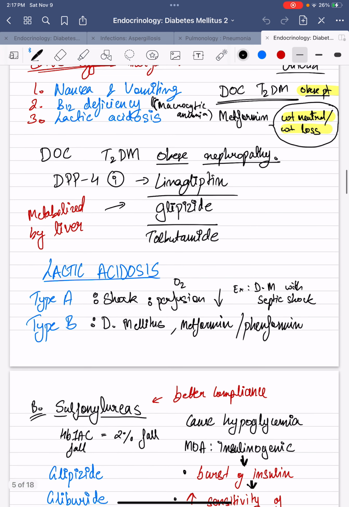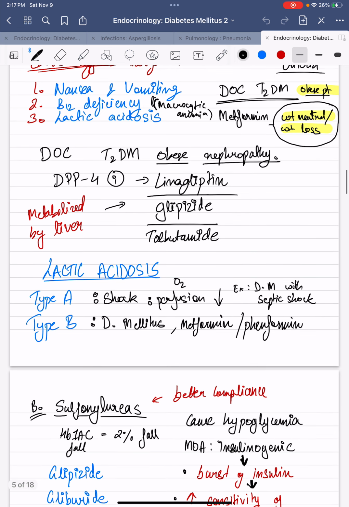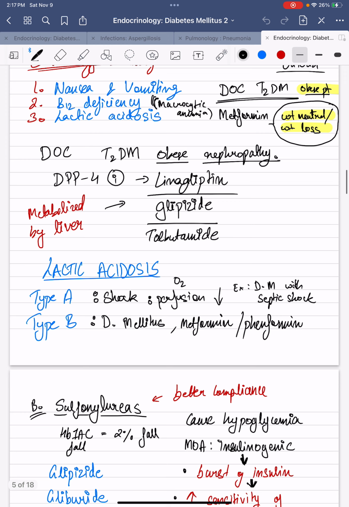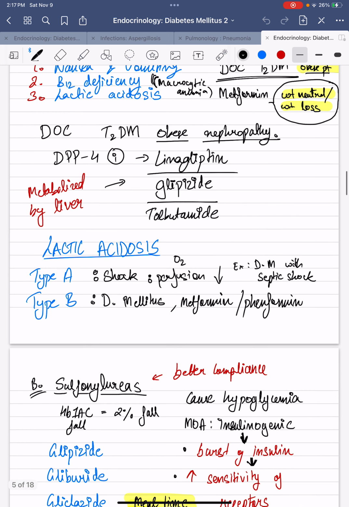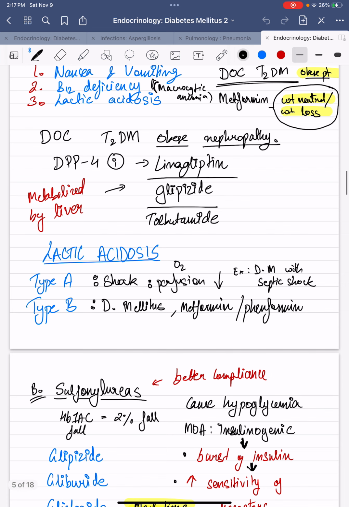The drug of choice in type 2 diabetes mellitus in patients with nephropathy is DPP4 inhibitors like linagliptin, glipizide, and tolbutamide, because it is metabolized by the liver. Linagliptin is metabolized by the liver. So this was just a small fact.